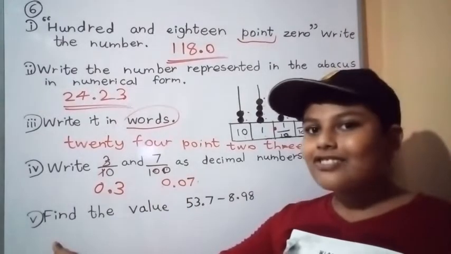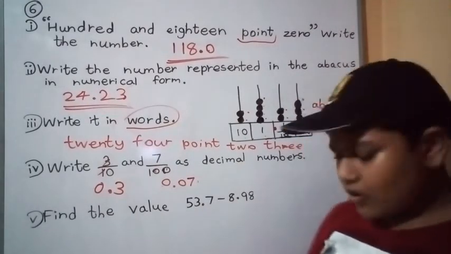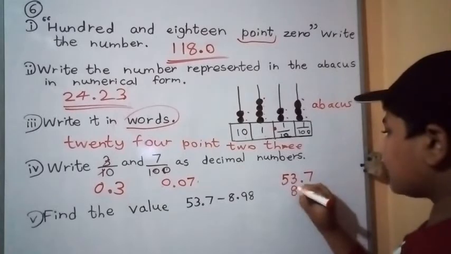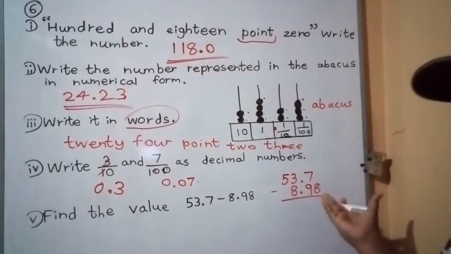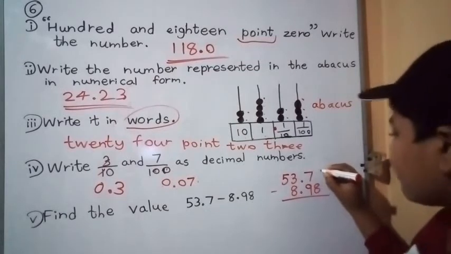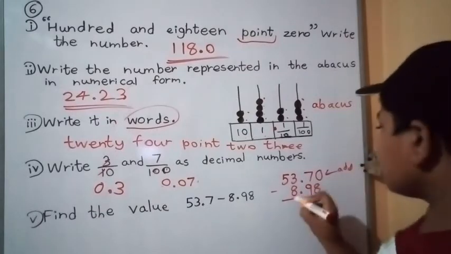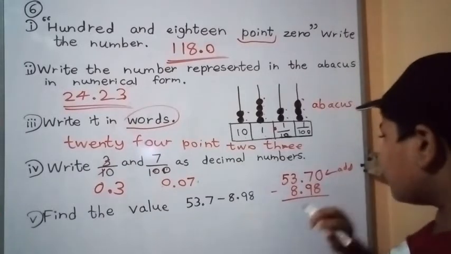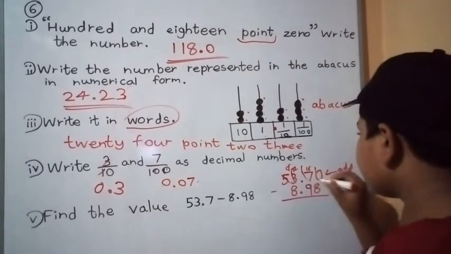Alright. The last one in there, find the value of 53.7 subtract 8.98. You want to write 53.7 subtract 8.98. You can write like this, because 98 has two decimal places, now you can add 0 there. I add 0, right? Now you can't subtract 8 from 0, 9 from 7, 8 from 3. You want to borrow, cut down for 12, 16 like this.